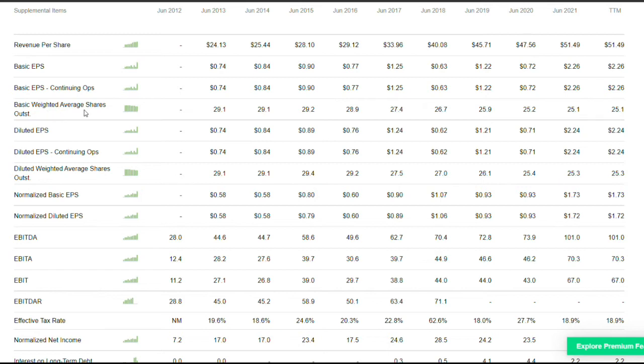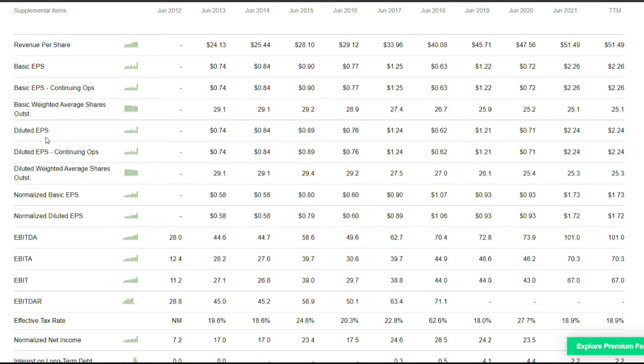So basic weighted average shares outstanding. This mentions how many shares are outstanding for the company. Generally, you would want to see it going down, meaning the company is doing share buybacks, which is a good thing. This company has been doing that for the past 9-10 years. So that is a really good thing.